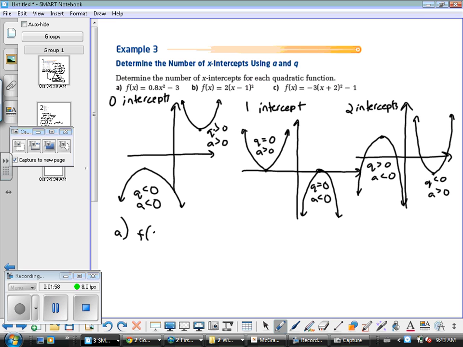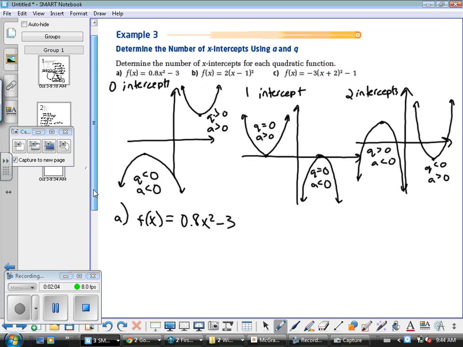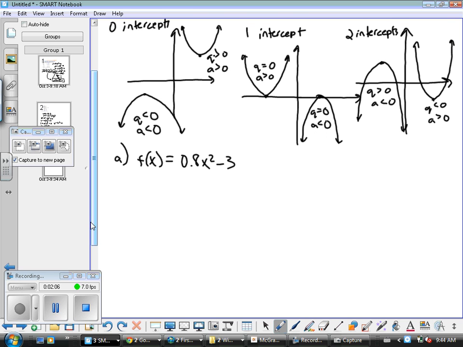So let's take our f of x equals 0.8 x squared minus 3. Don't be thrown off by that f of x. We say that y is a function of x, so sometimes you just write f of x in the place where we would normally have y, and that's okay. So we know here that q is equal to -3, and a is equal to 0.8. In other words, q is less than 0, and a is greater than 0.